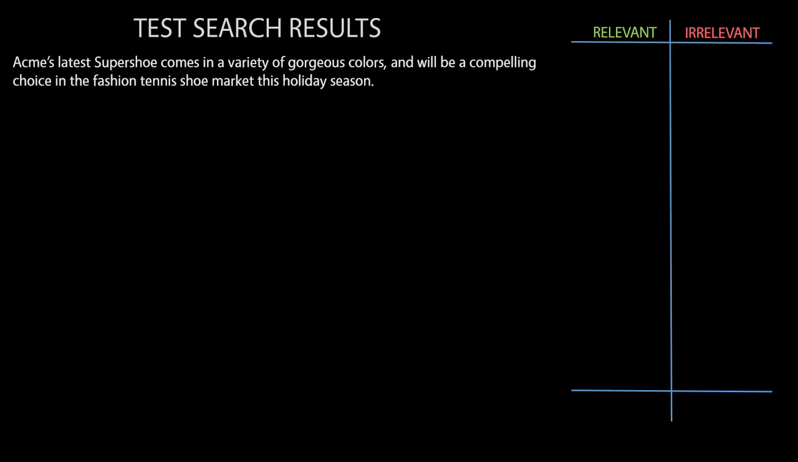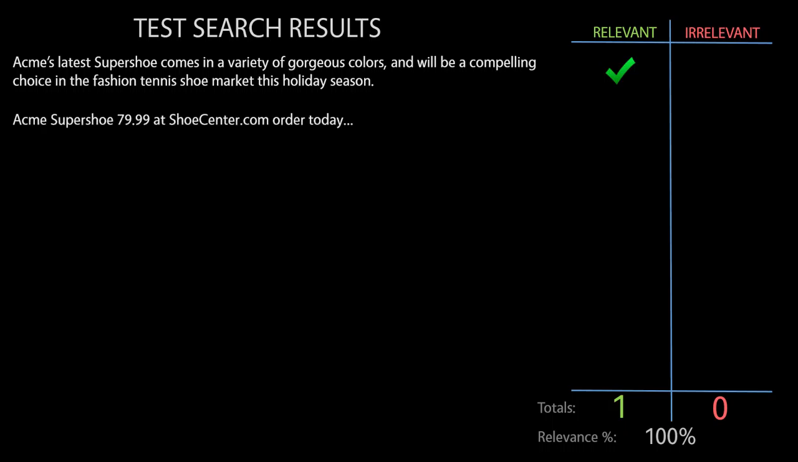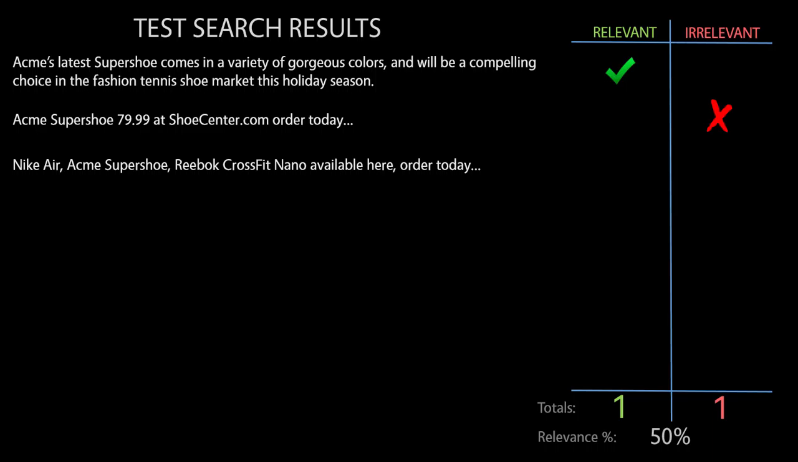This result appears to be a review of your product. We will count it as relevant. But this result looks like an advertisement. The relevance percentage represents how many of the results in the test search are relevant to the main objective. Keep track of this as you review the results. So far, we think 1 of 3 results are relevant, so the relevance percentage stands at 33%.